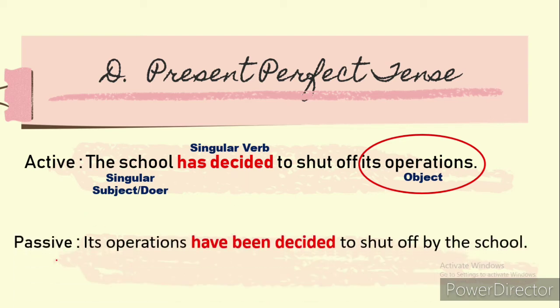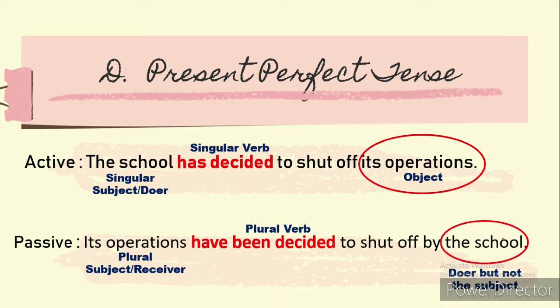Now, in passive voice, it will become its operations have been decided to shut off by the school. Your subject now is operations, which is a plural subject, and the receiver, not the doer of the action or the verb phrase, have been decided. So take note, we have here a plural subject, then a plural verb phrase, then the school will be the doer but not the subject.